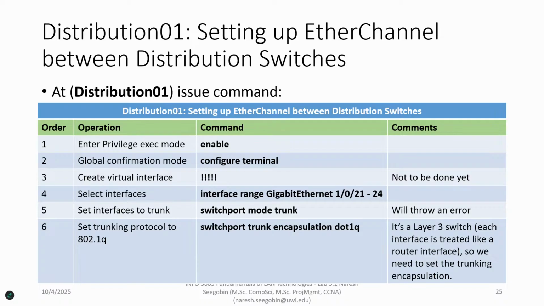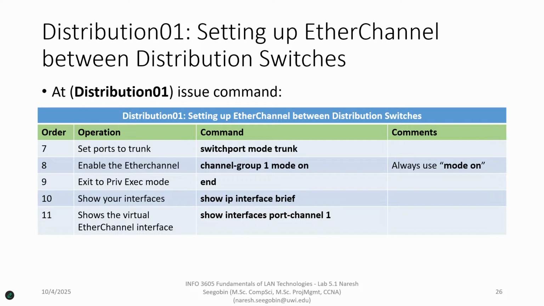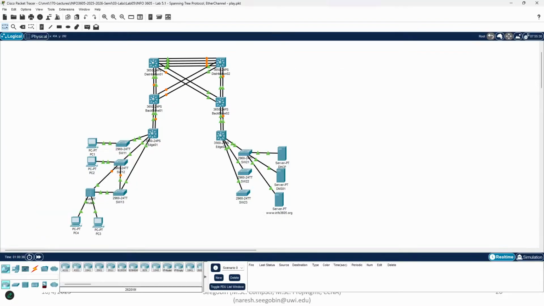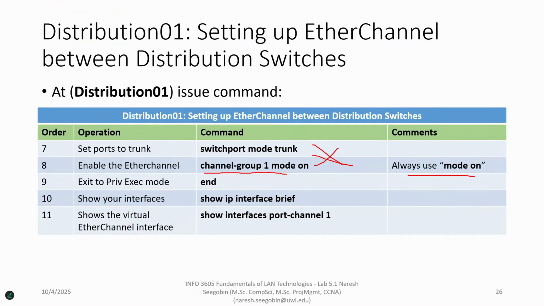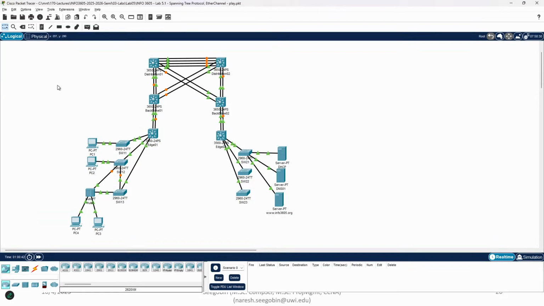It's good, right? So set up a channel between distribution switches. We did the trunk configuration already. This is where the real part is. You're going to set that up on the EtherChannel, right? So we're going to go there. This is distribution 1 switch. It has to be done on both switches.